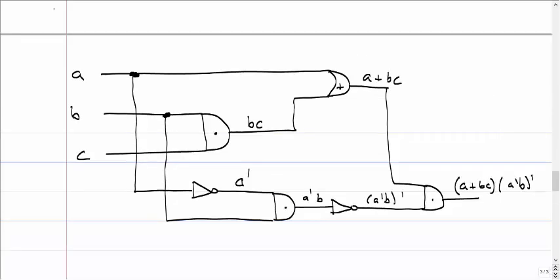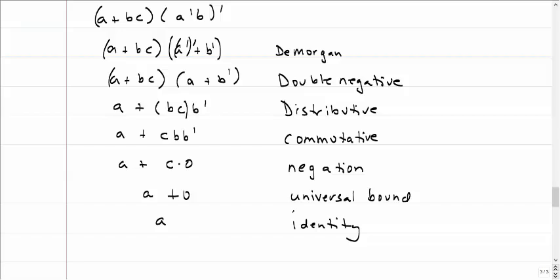And just like before, we would find what we have at all the different points until we came up with a final output. And now we would take that final output and simplify it. And these are the steps we'd use to simplify: De Morgan, double negative, distributive, the commutative property, negation, the universal bound, and then finally the identity property. And so that crazy circuit just simplifies down to simply the input A.